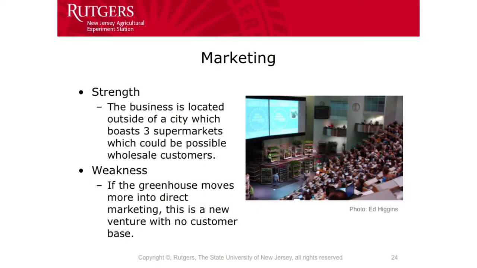In terms of marketing, her strength is that she's located 3 miles outside of a city that has 3 supermarkets. Now, things that you produce in a greenhouse could be sold at the supermarket, all those bedding plants and things. So those could be potential customers. The weakness is if she moves into direct marketing, she bought this from an existing business and he didn't do direct marketing, so she has to build up the market. So it's going to take a while. Not that it can't happen, but there's no customer base at the moment. So she would have to work to get people to come to her greenhouse.